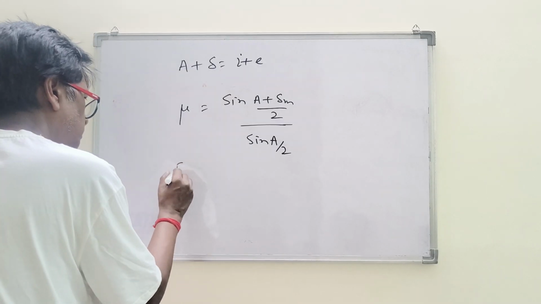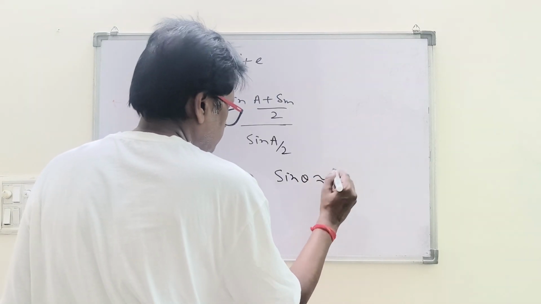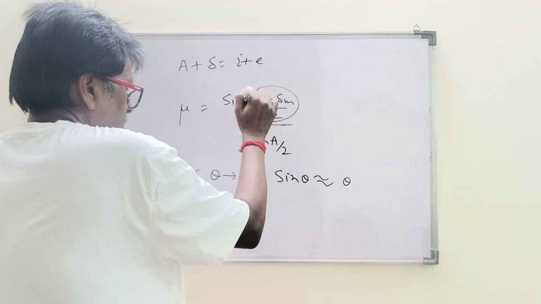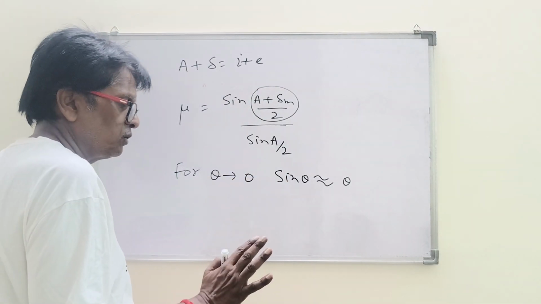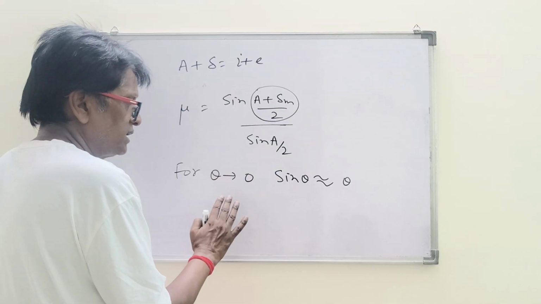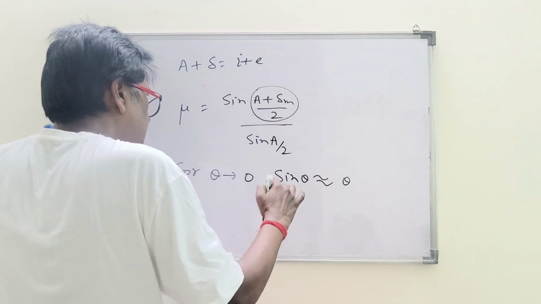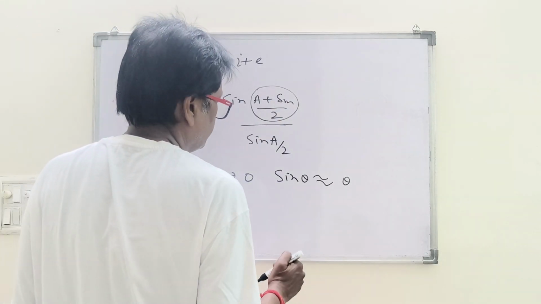We know that for theta tending to 0, sine theta is approximately equal to theta. This means for a small angle, if the angle is very small, sine of this angle will be the angle itself. So when theta tends to 0, it is not equal to 0 but near to 0, theta is very small. So this whole thing, A plus delta m by 2, is theta, and for a small angle prism, sine theta equals theta.